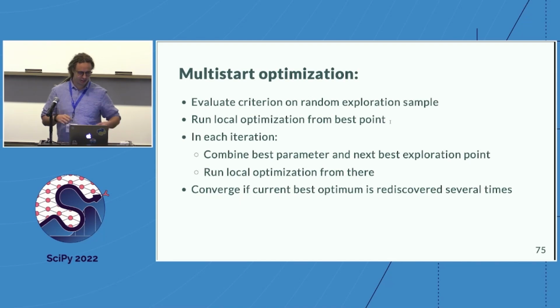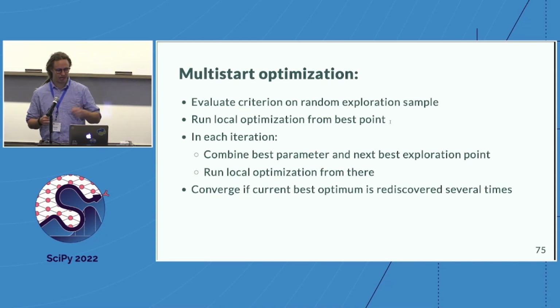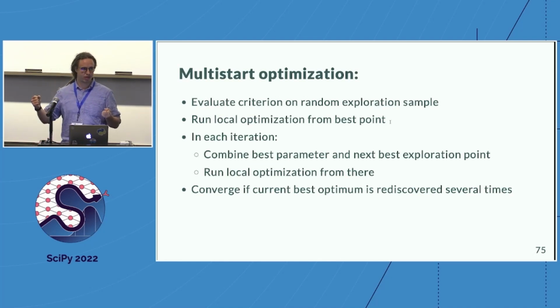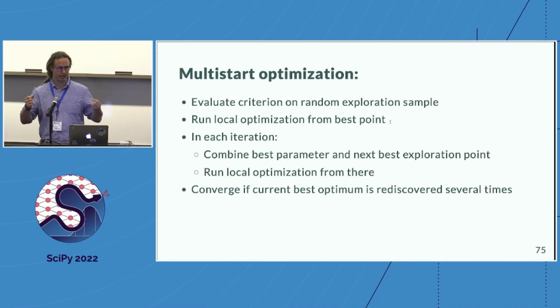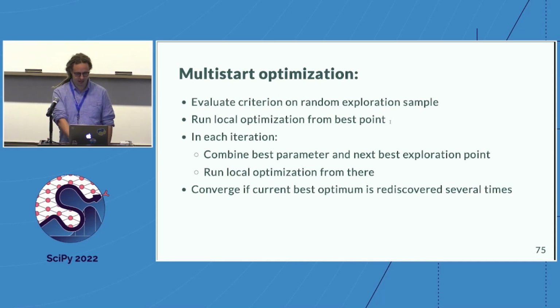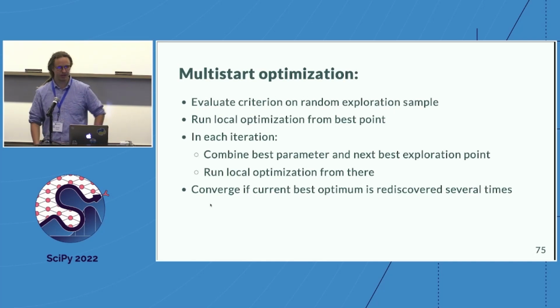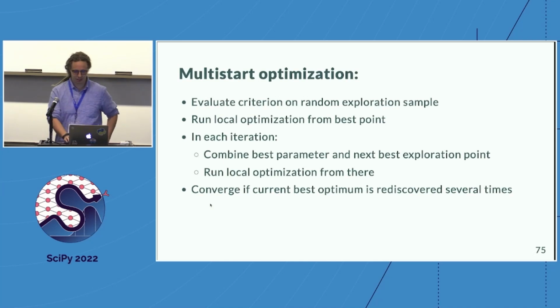And then in each iteration, we combine the currently best parameter, so this is usually the result of a local optimization, with the next best exploration point, in a similar way as the genetic optimizers combine good parameter vectors. And then run a local optimization from there. And this multi-start approach converges if the current best optimum is rediscovered multiple times. But otherwise, you can also let it converge after a fixed number of iterations.